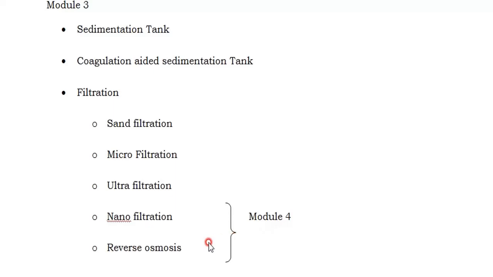In module 4, nanofiltration and reverse osmosis filtration are there. In this video, we are explaining reverse osmosis first, and after that we will come back to nano, ultra and micro, so that we can complete full module 3 and half of module 4, because the syllabus is designed in such a way that if everything is added in module 3, it becomes very heavy. Therefore, nanofiltration and reverse osmosis are brought to module 4.